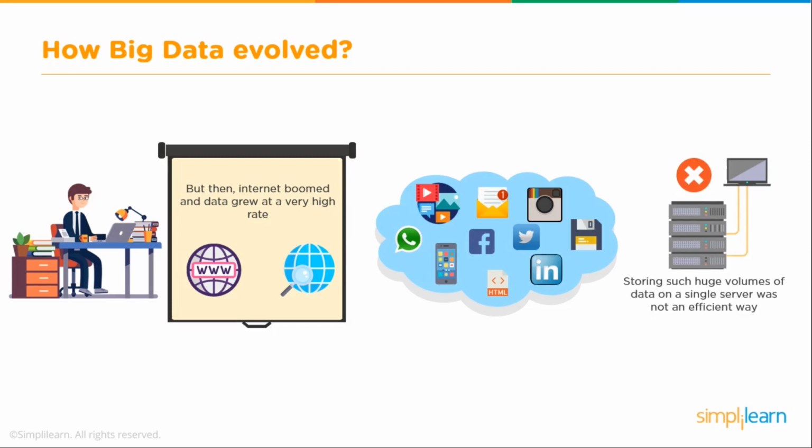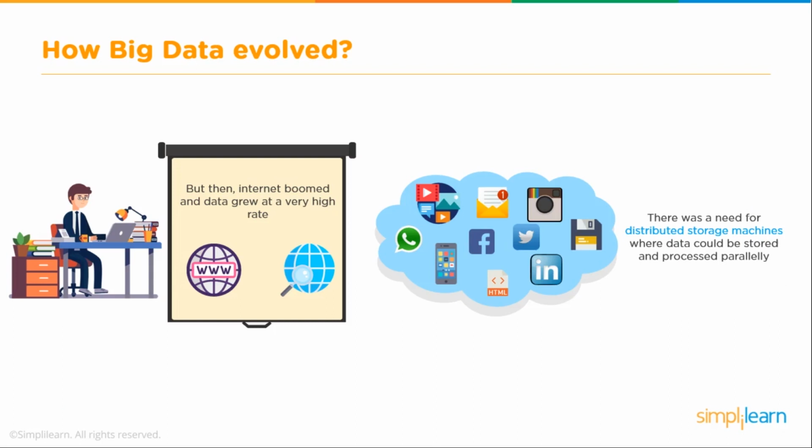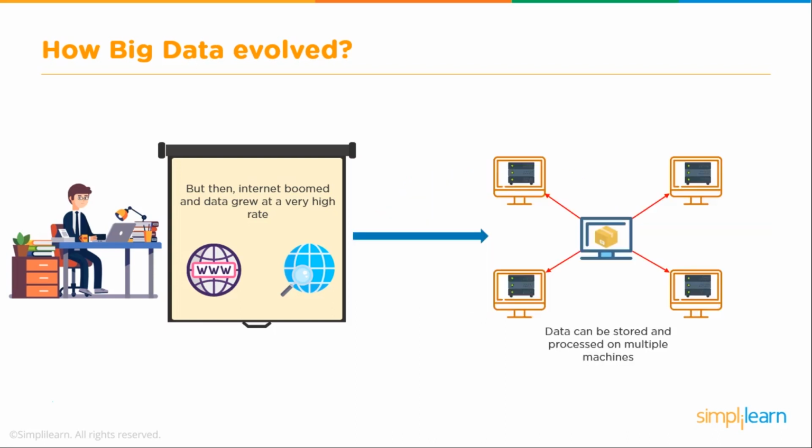Now, at that point of time, or I would say in the past, central storage was good enough. But then storing huge volumes of data, which is getting generated with a lot of speed and having a lot of variety embedded in itself, it's no more a feasible solution to have all the data stored on a single server. It's not efficient. So there was a need for distributed storage machines where data could be stored and processed parallelly in a distributed fashion. This is where solutions such as Hadoop came into existence.